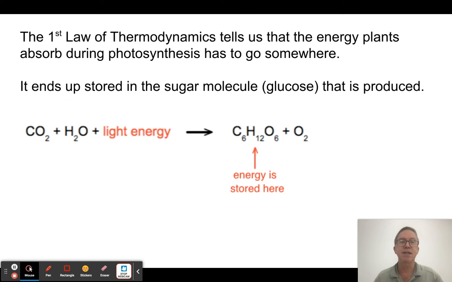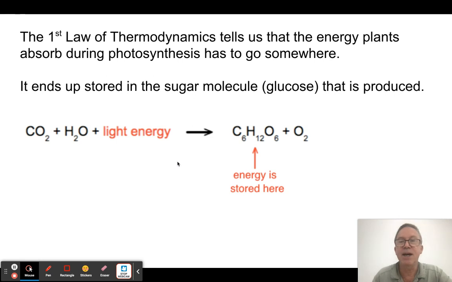So here's what the first law of thermodynamics tells us. It tells us that the energy of photosynthesis has to come from somewhere and go to somewhere. So basically, what I need you to know is this. Energy from the sun comes in as light energy, and it ends up getting stored here as chemical energy in the glucose molecule. This is the high energy molecule here, glucose, sugar.